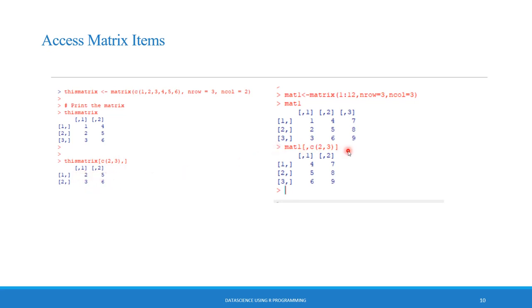Next, if you want to access multiple columns, let's consider this example. If I want to access columns 2 and 3, mention the name of the matrix, and within the square bracket, mention a comma followed by the c function. Within the c function, mention the column numbers 2 and 3. So it will return the values of columns 2 and 3.